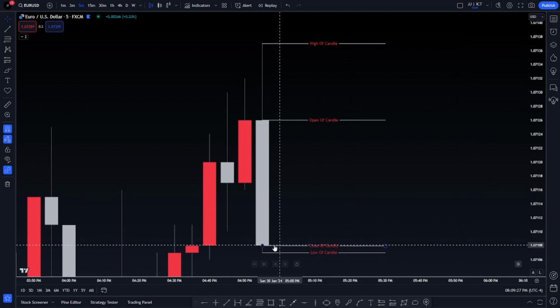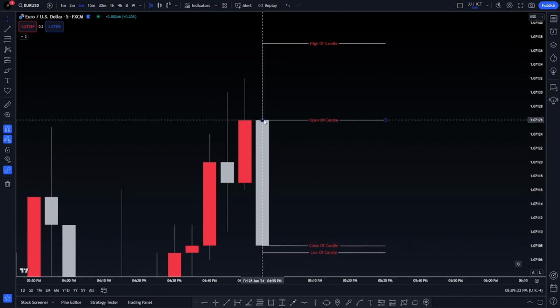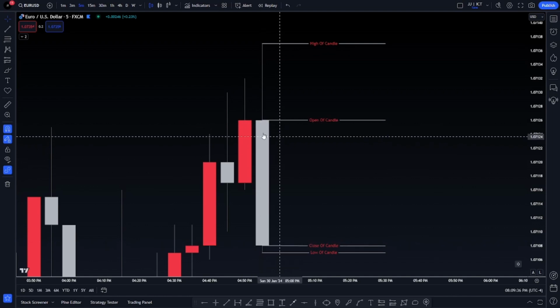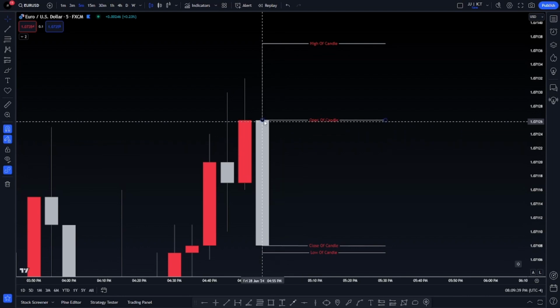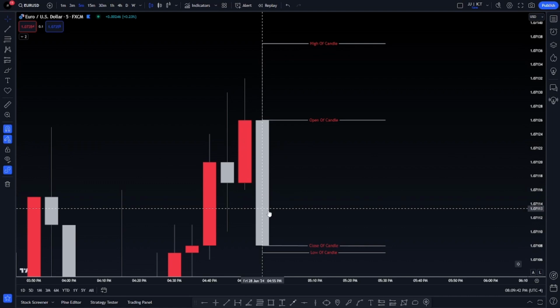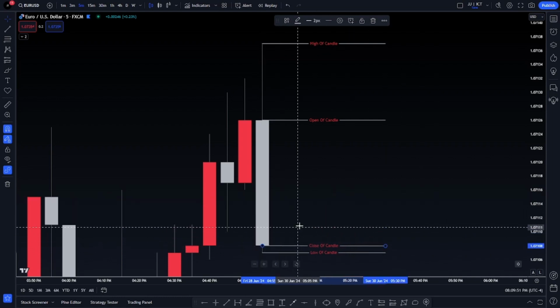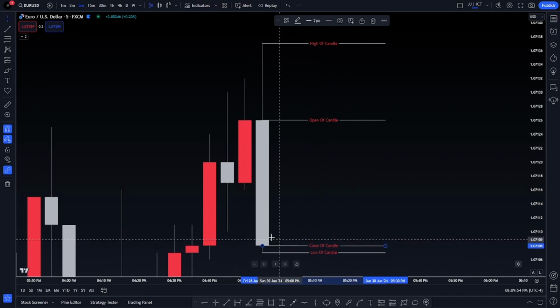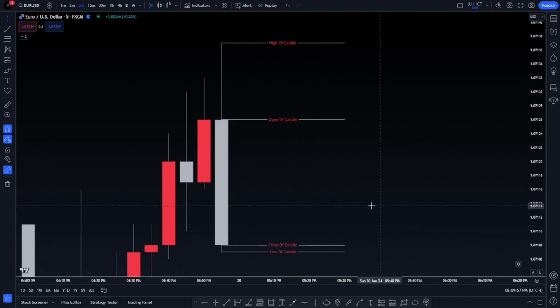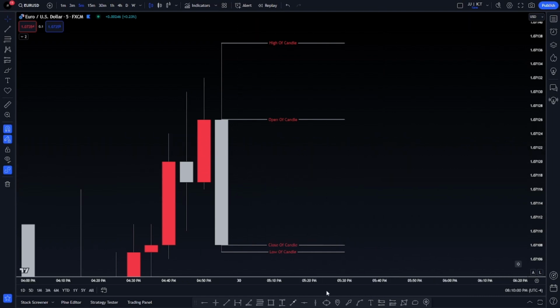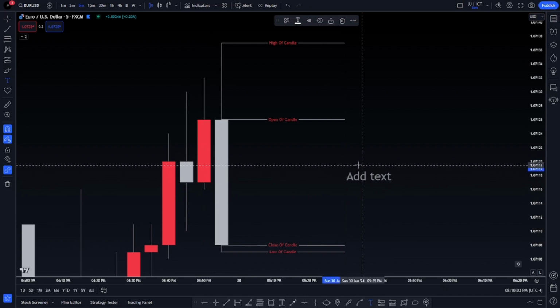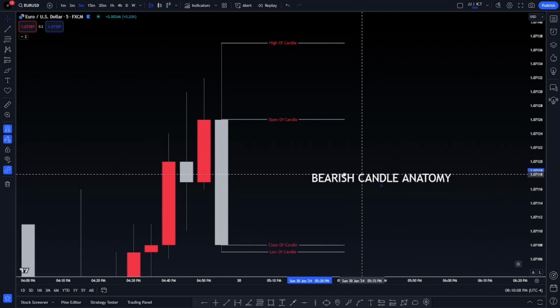Same way. The close of the candle, it closes right here. So this is a part of the body, and the open of the candle is right here, right? So if you want to visualize this in real time, price opens, or this candle opens, it goes down, creates the low of the candle, comes back up right here, and closes at this price. So this is the last price that this candle closed at. Understood? Good. So this is a bearish candle anatomy.